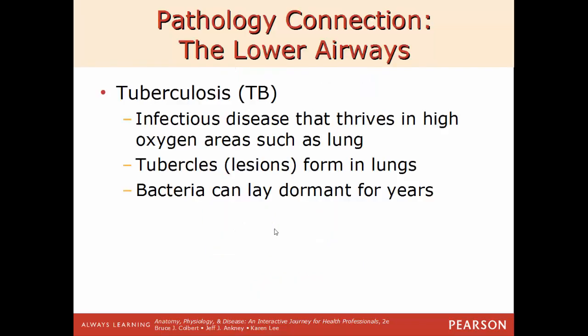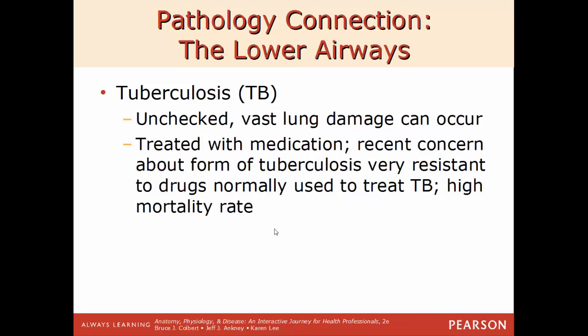The next one, TB or tuberculosis. This is an infectious disease that will thrive in a high oxygen setting, such as the lungs. When you have this condition, you get lesions that form in the lungs, and these lesions are called tubercles. And bacteria that form these can lie dormant for years. Now, if this goes unchecked, you can have a vast amount of lung damage that can occur.